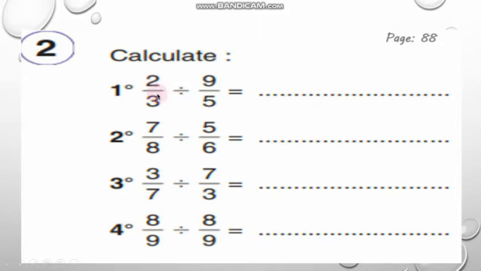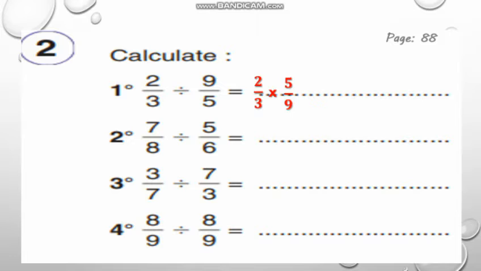Here I have 2 over 3 divided by 9 over 5. I remember that when I have a division, I'm going to multiply with the inverse of the second fraction. Let's see how. So I write 2 over 3 as it is. Instead of divide, I'm going to write the multiplication sign. And instead of 9 over 5, I'm going to write 5 over 9. This is how I solve a division.